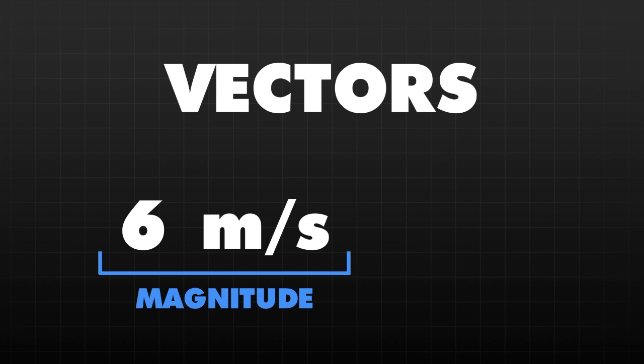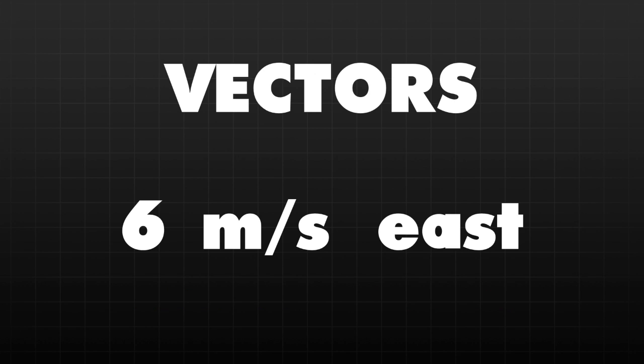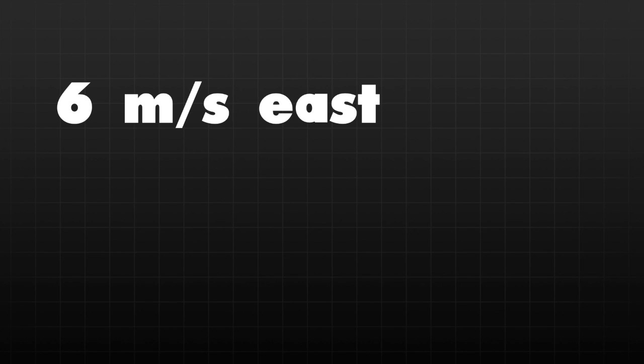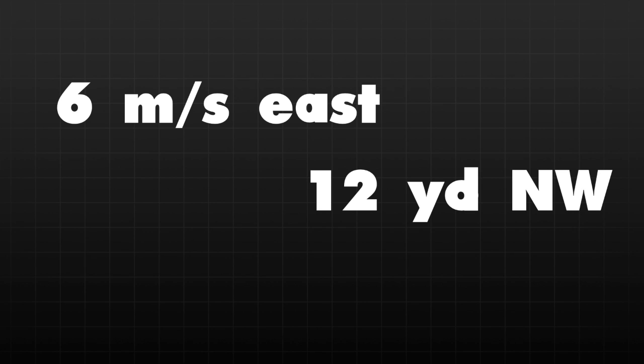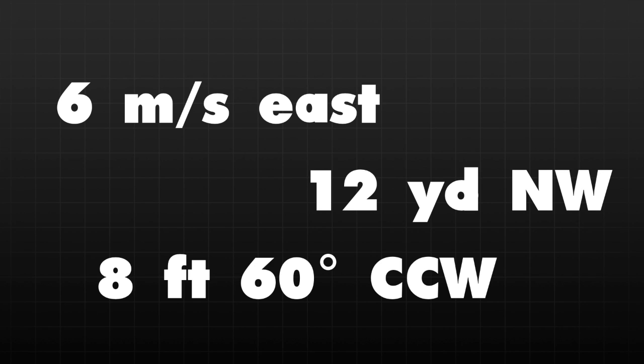Vectors also have a magnitude, like 6 meters per second, but they also have a direction, such as east. 6 meters per second east is what we call a vector quantity. Examples of vectors are 6 meters per second east, or 12 yards northwest, or 8 feet at an angle of 60 degrees counterclockwise. Now you know the difference between scalars and vectors.